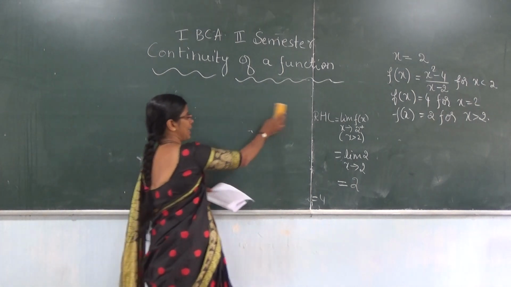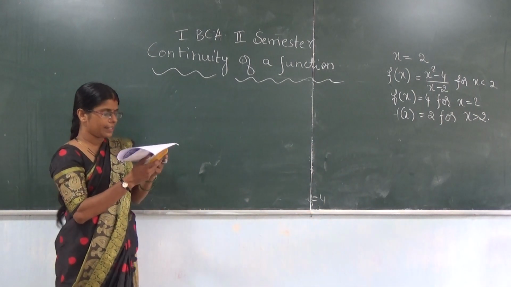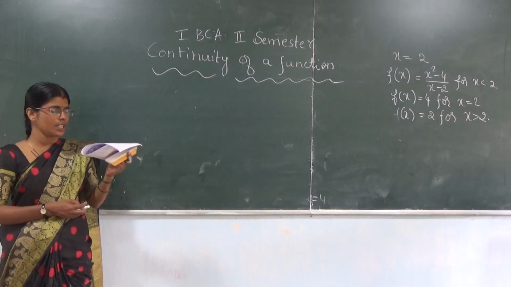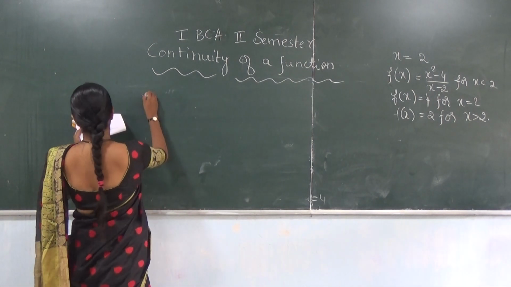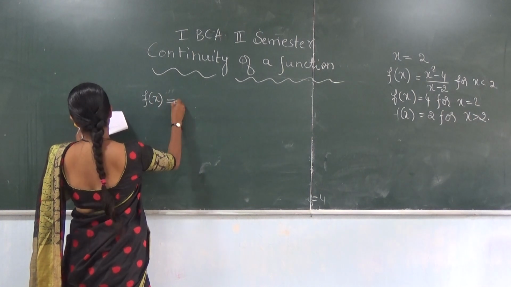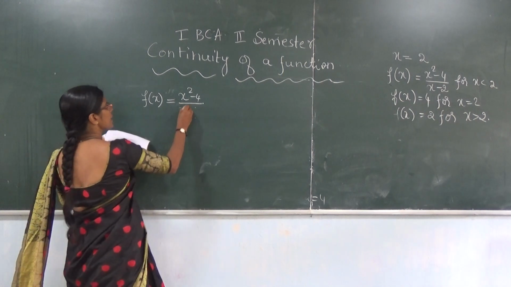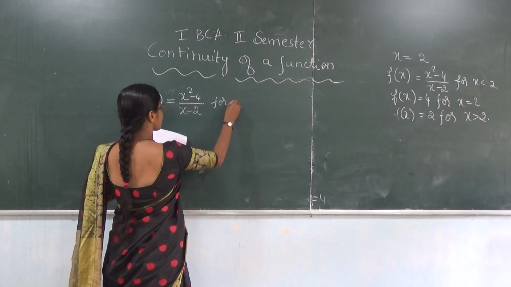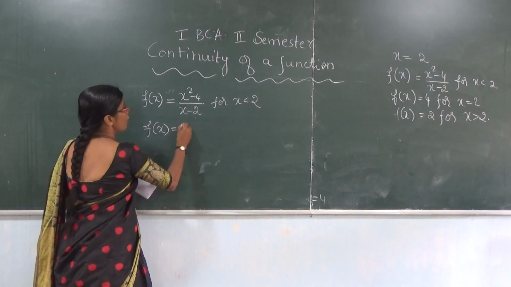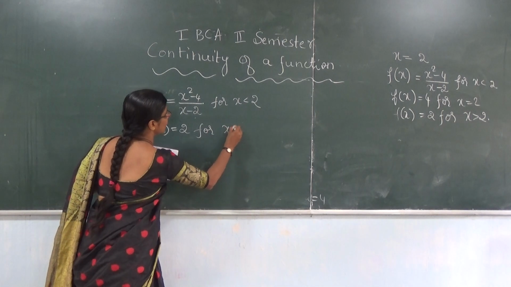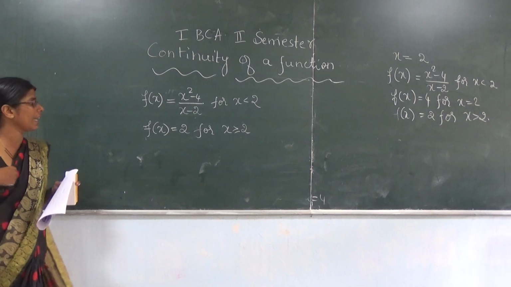Now we have to consider another example. Discuss the continuity of the function at x is equal to 2 where the function is given as follows. F of x is equal to x square minus 4 divided by x minus 2 for x less than 2. F of x is equal to 2 for x greater than or equal to 2. So now you have to consider this particular example.